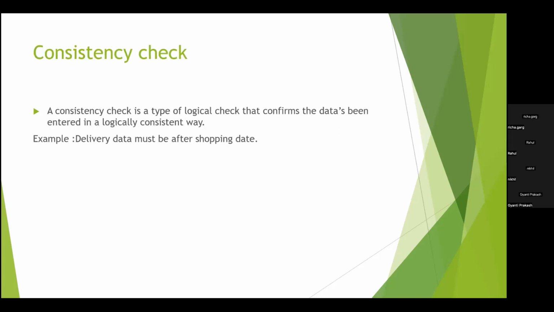Next is consistency check. Consistency check is a logical check that confirms the data is being entered in a logically consistent way. There are some fields where consistency should be there, so we have to check. For example, delivery date must be after shopping date if you are doing some shopping. So the delivery date will be after the shopping date or after today's date. And for example, if there is a birth date and death date of some person, the death date must be after the birth date. So this kind of consistency should be there. That's why we have to apply that consistency check in our data, so that it cannot be opposite, like someone putting a date before the birth date. That should not be the case.